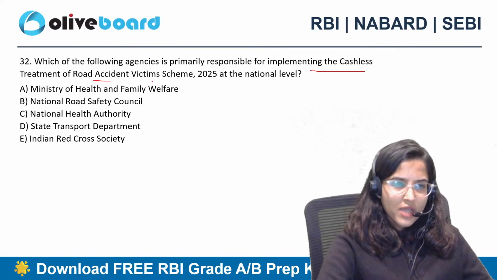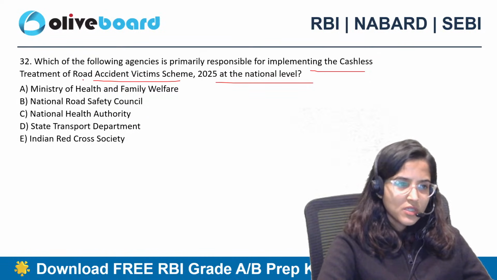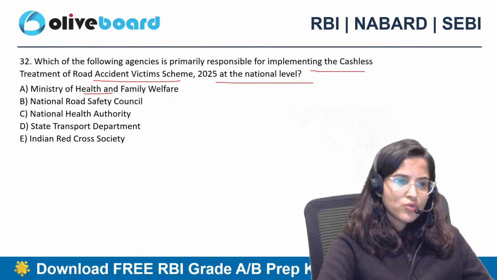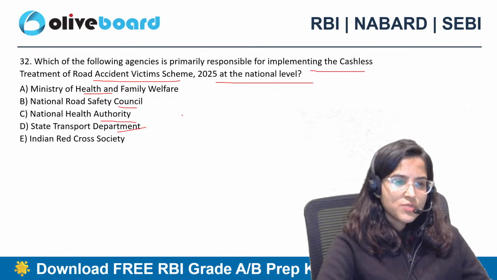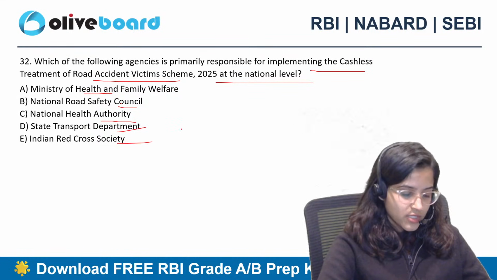Which of the following agencies is primarily responsible for implementing cashless treatment of road accident victim scheme at the national level? Ministry of Health and Family Welfare, Road Safety Council, National Road Safety Council, National Health Authority, State Transport Department, Indian Red Cross Society.